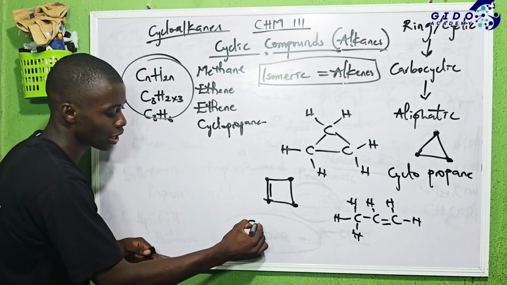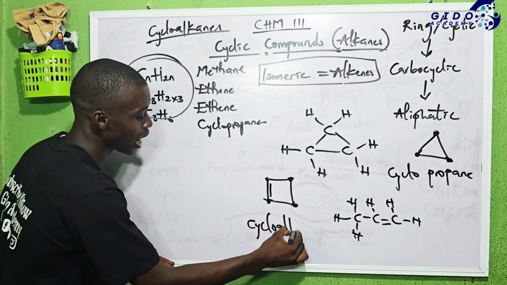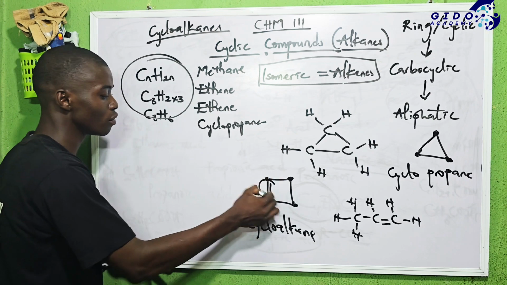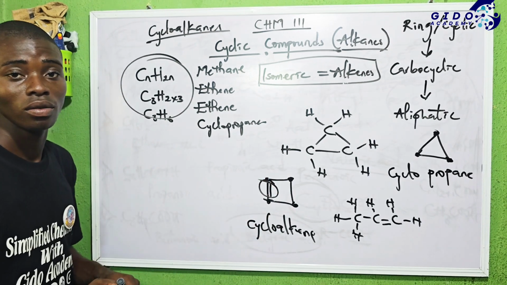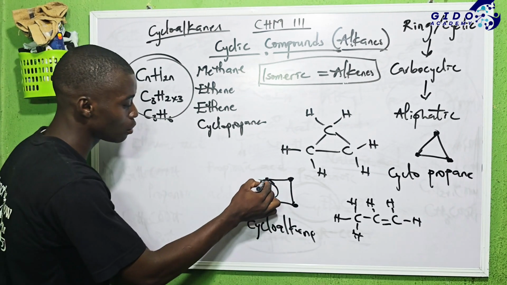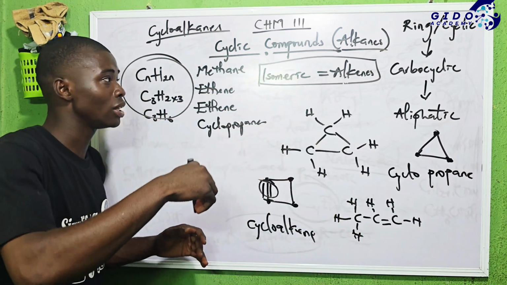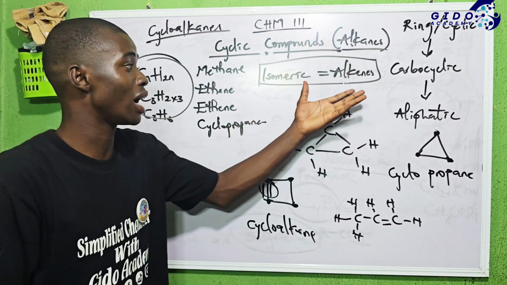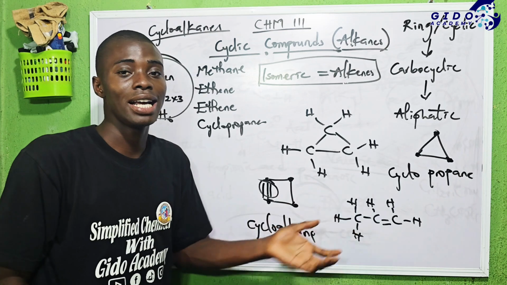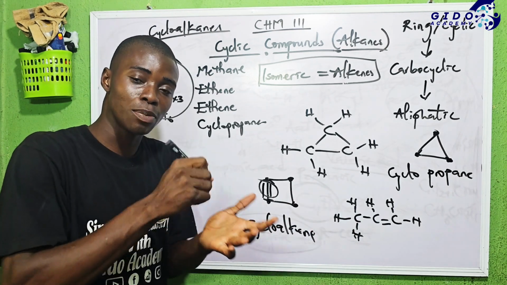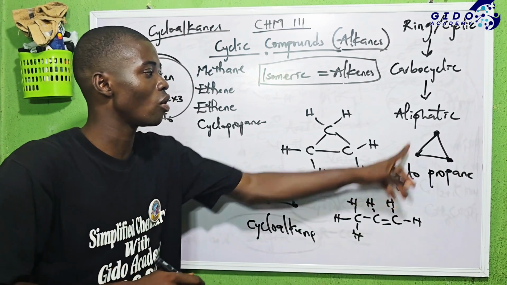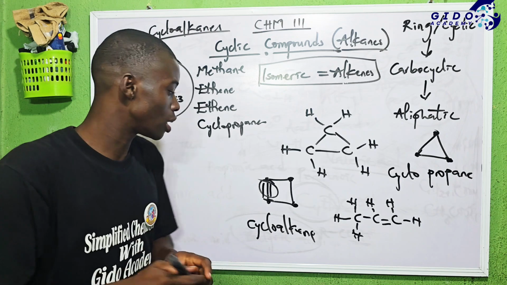No, this is not a cycloalkane. This is what you call cycloalkene. Why do you call it cycloalkene? Because of this double bond. So please take note. If here is a triple bond, it's now called what? Cycloalkyne. So we can give you a cycloalkane, cycloalkene, or cycloalkyne based on the bond that is present in that carbocyclic or aliphatic hydrocarbon. So please take note of that.